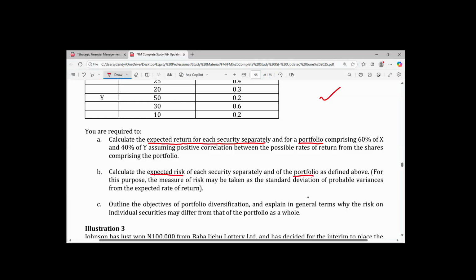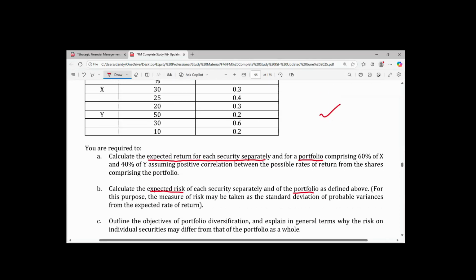Thank you, Rose. That is the question. In requirement A, you are to calculate the expected return of each security separately, that is, the return of the individual security, and then calculate the expected return of the portfolio. That's what the examiner wants you to do. Then you are to assume a positive relationship between the possible rates of return from the shares comprising the portfolio.